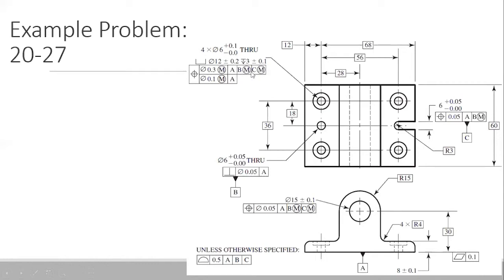So this feature control frame is saying that I have perpendicular to datum A, and the datum B and datum C are defined at the maximum material condition when the parts are fabricated at its maximum material condition. Okay. Yeah.